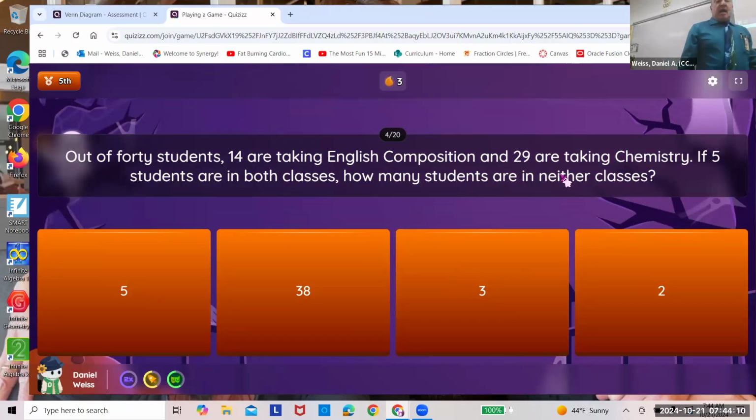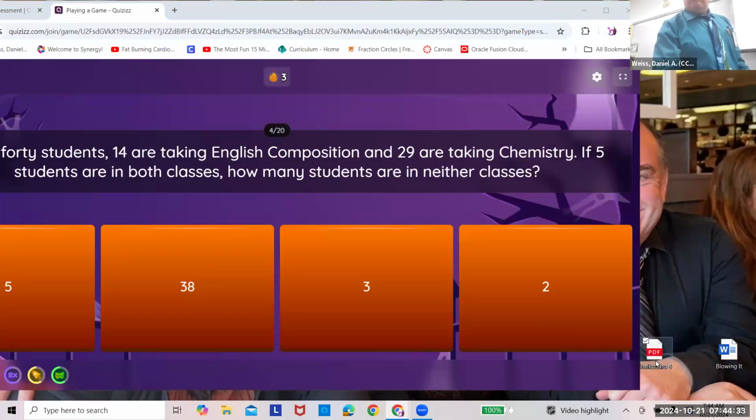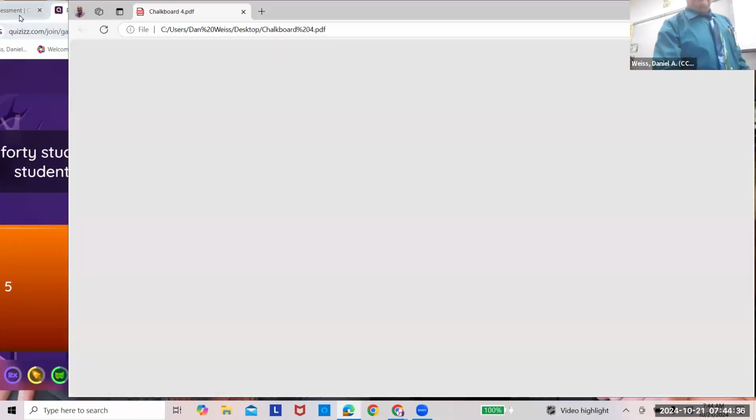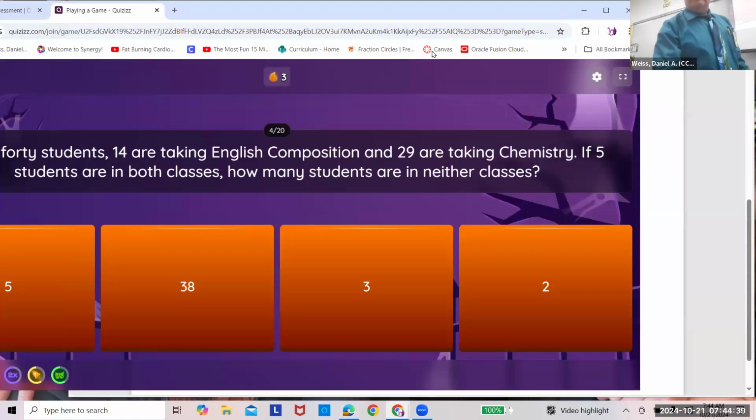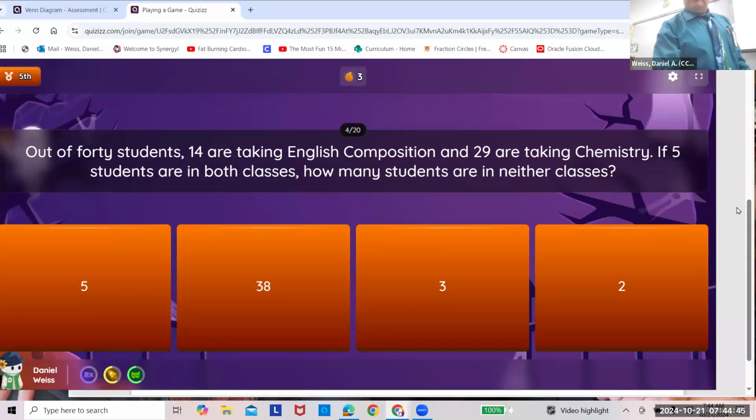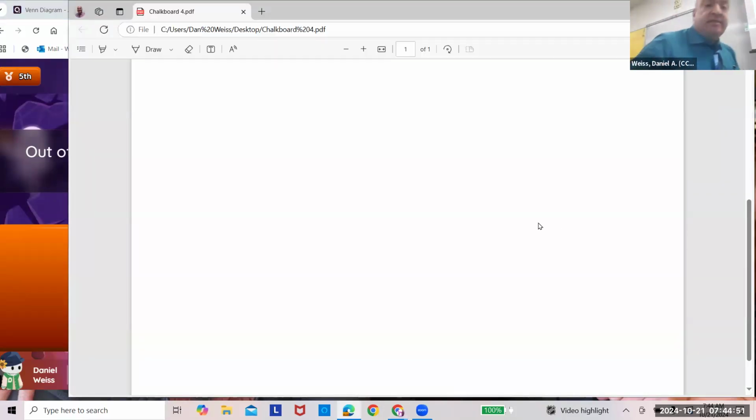Okay. Out of 40 students, 14 are taking English composition and 29 are taking chemistry. If 5 students are in both classes, how many students are in neither classes? Okay, so here's the best way to do this. 40 students, 14 taking English composition, 29 taking chemistry, 5 in both. So we're going to have something that looks like this.